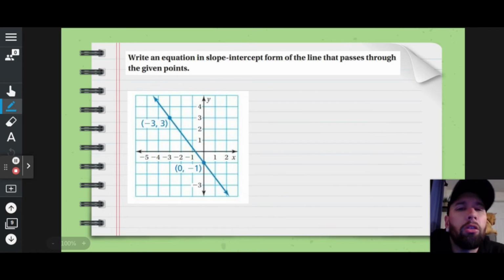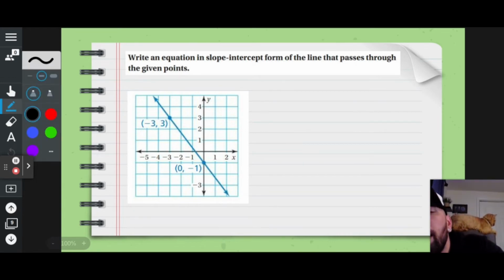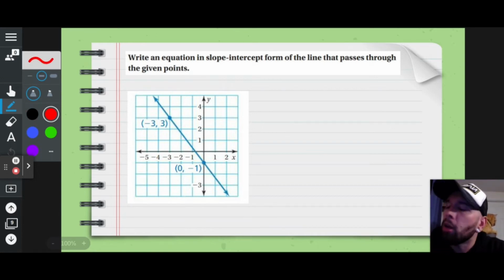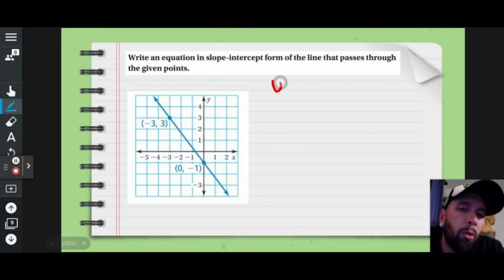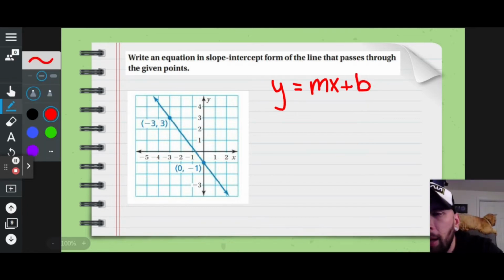Write an equation in slope-intercept form for that line right there. Slope-intercept form exists for two reasons: slope and y-intercept. I can look at that picture right there and easily come up with both the slope and the y-intercept. Reminder that slope-intercept form looks like this. When y is all by itself, the number in front of x, that m, is the slope, and the number floating around, that b, is the y-intercept.